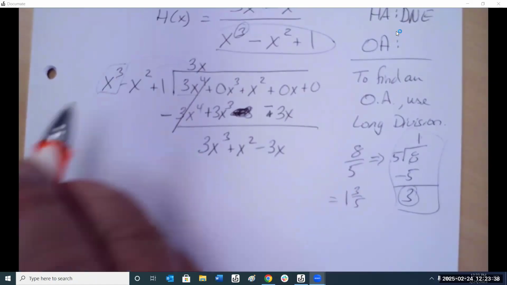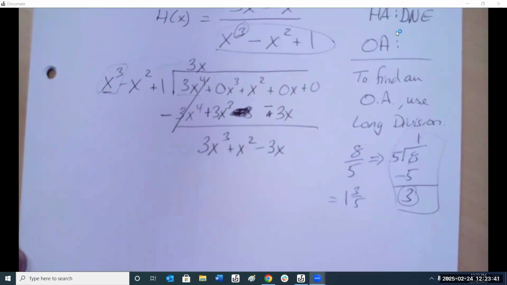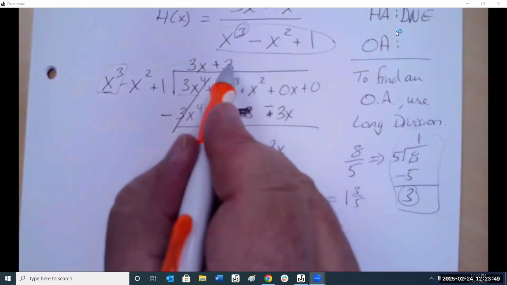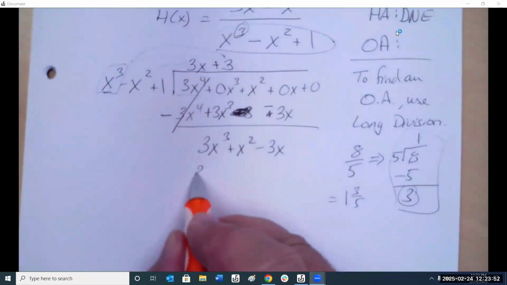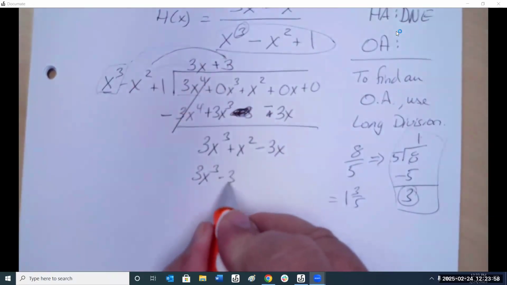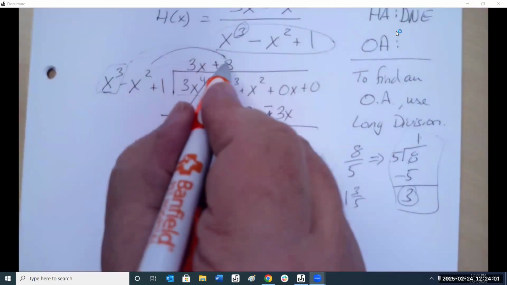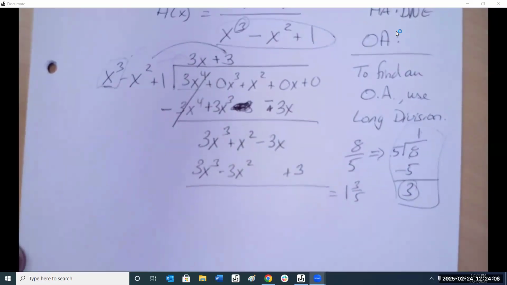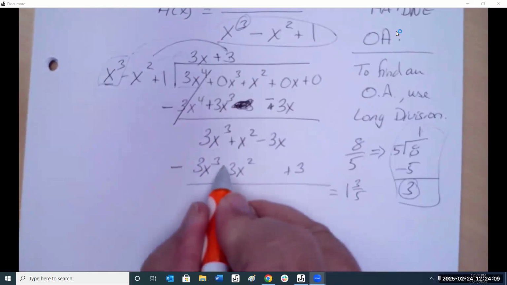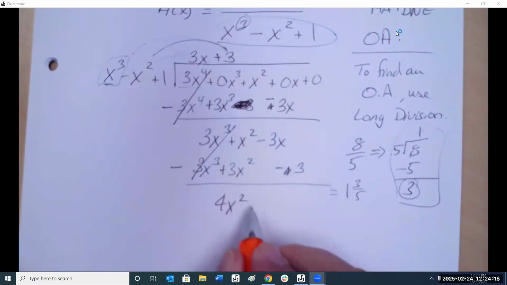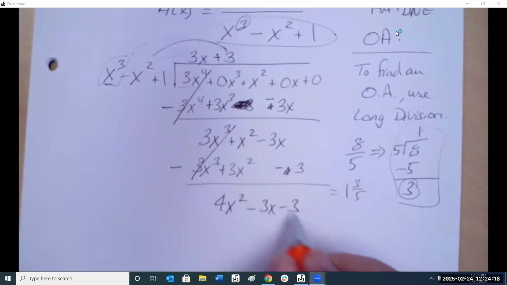Repeat the process. What times x cubed gives me 3x cubed? A positive 3. The signs are important here. So positive 3 times x cubed is 3x cubed. Positive 3 times negative 2x is negative 3x squared. Positive 3 times 1 is positive 3. Change the signs. Four x squared x.